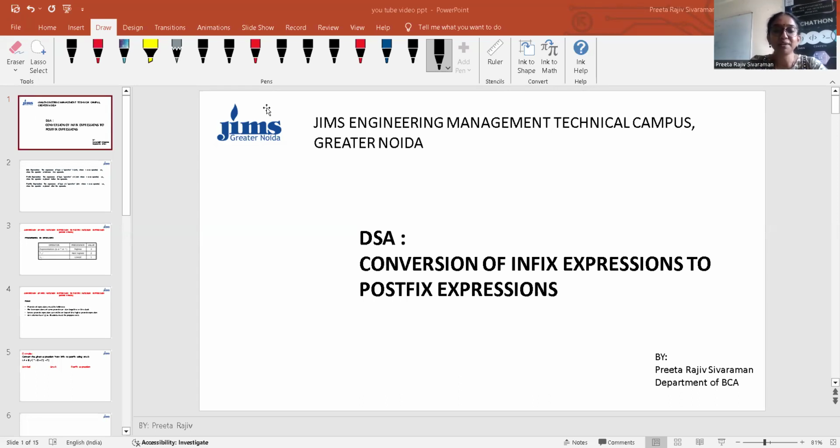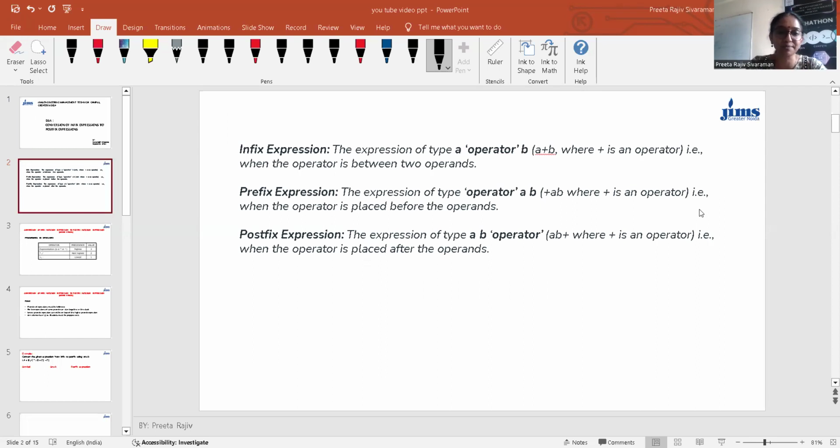I am Preeta Rajiv Shivraman, Department of BCA, sharing with you a small video on the topic of DSA, that is conversion of infix expressions to postfix expressions. Now, coming ahead, let us first understand what we mean by infix or postfix, or what the different categories of expressions are.